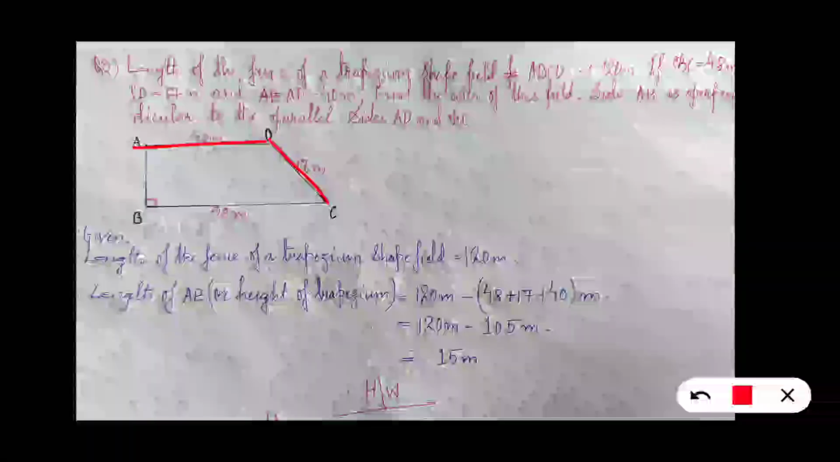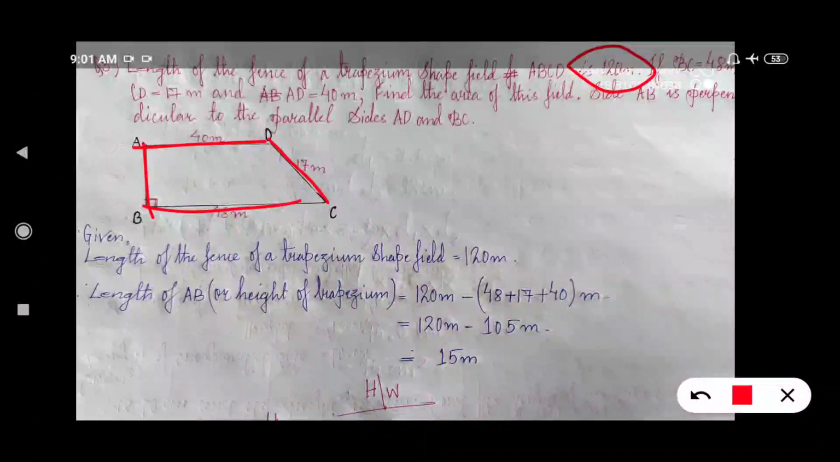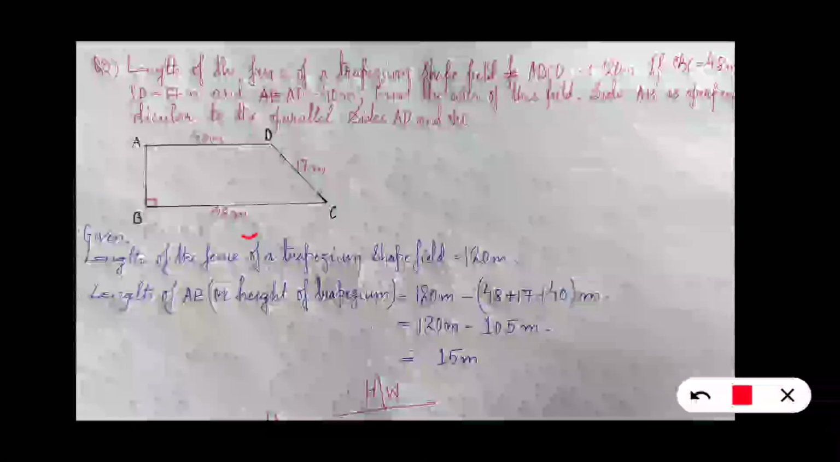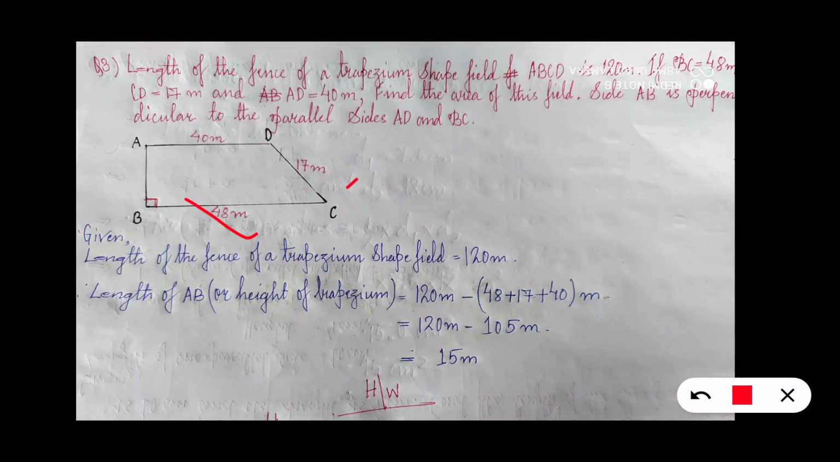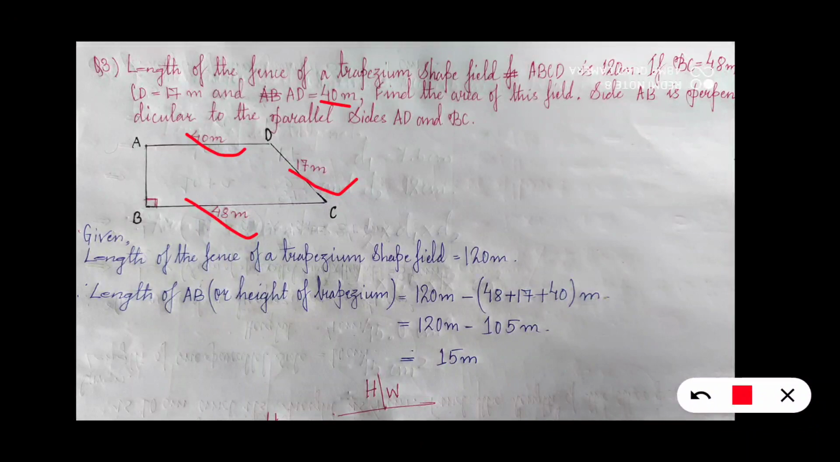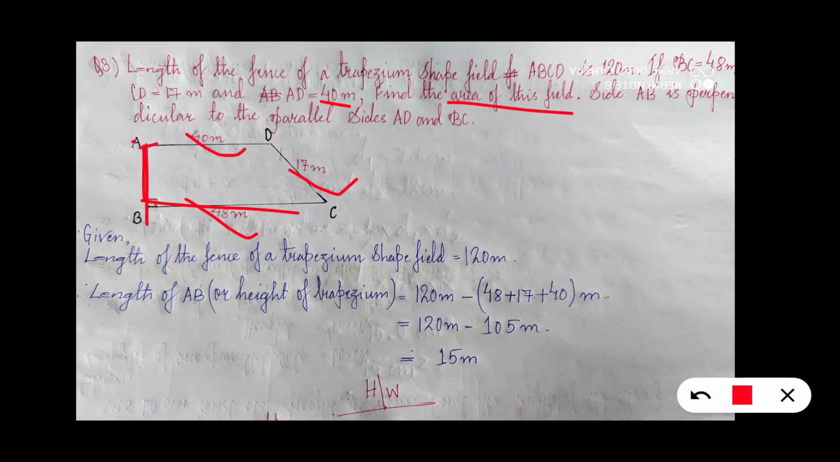So it is given total side. If you add all these four sides, you will get how much? 120 meter. Now each side is also given, like BC is 48, CD is equal to 17 and AD equals to 40 meter. Now what you have to find? You have to find the area. And this is given: AB is perpendicular to AD and BC.